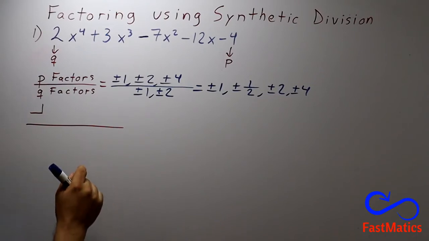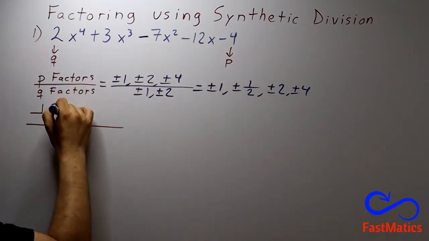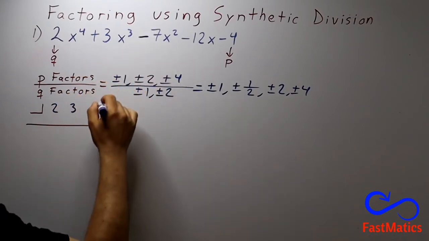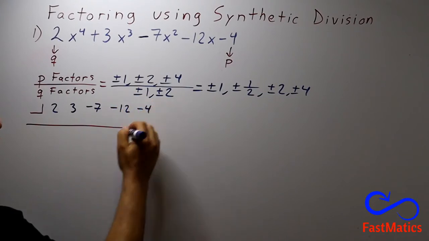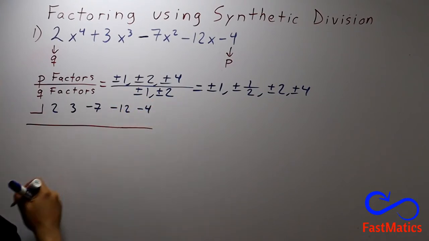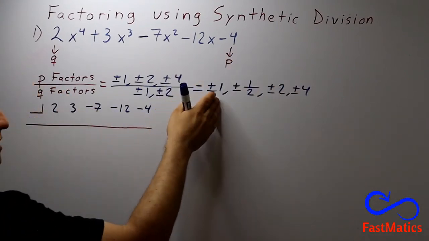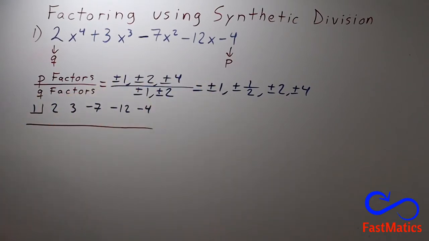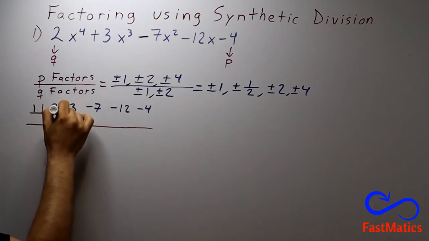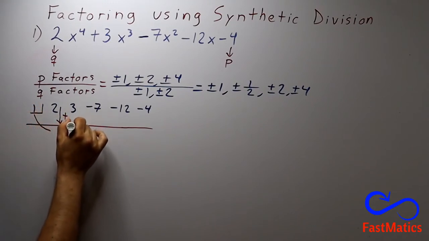So, pay attention. We are going to copy the coefficients of our expression. 2, 3, -7, -12, and -4. And after that, we are going to choose one number, no matter what number. For instance, 1. And after that, we are going to make first addition, and after that, multiplication, and we put the number here.